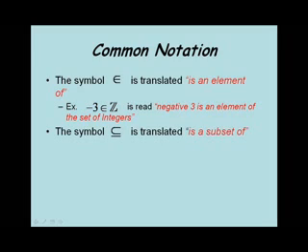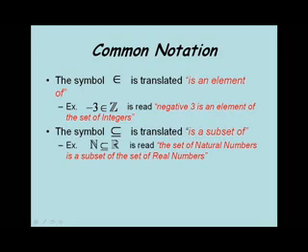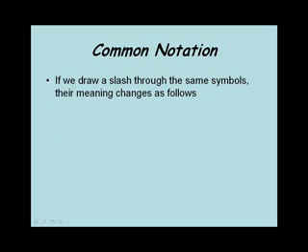This symbol, a sideways U with an underline, is translated "is a subset of." Example, if we see the natural numbers, then this symbol, followed by the real numbers, we read that the set of natural numbers is a subset of the real numbers. If we draw a slash through those same symbols, it changes their meaning as follows.